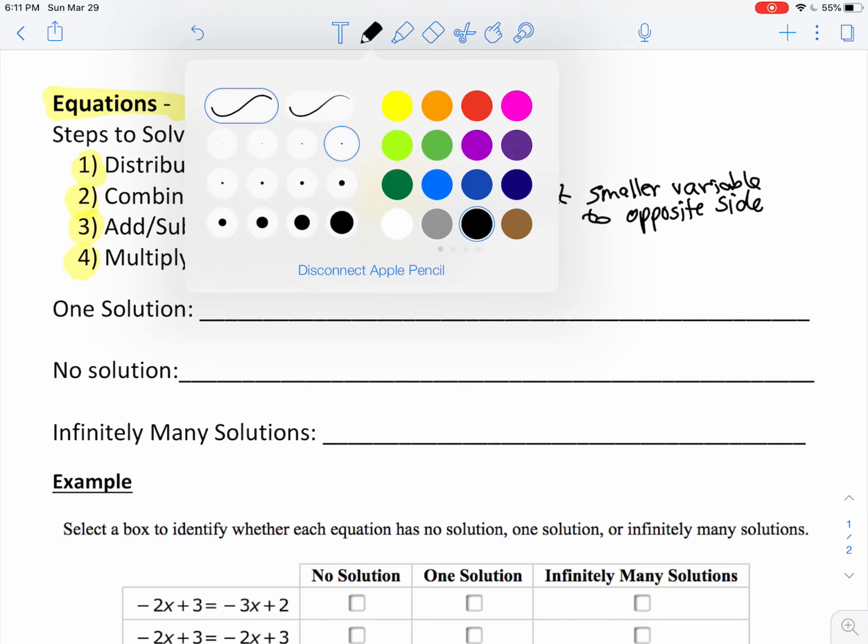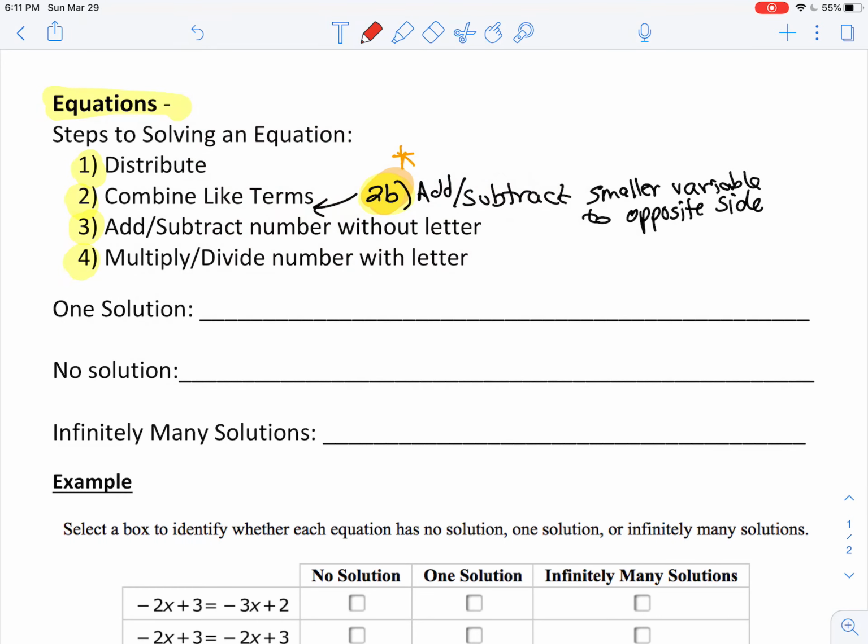The first thing I want to remind you of is if you have an equation and there's the distributive property, which means there's a number on the outside of the parentheses, you need to multiply that number on the outside to each of the bases on the inside. Okay. After you look for the distributive property, you want to combine like terms.